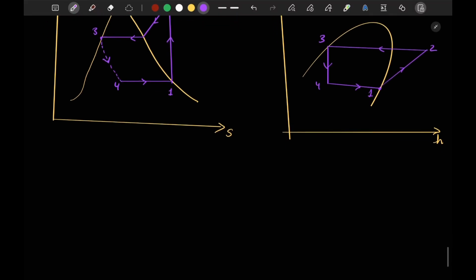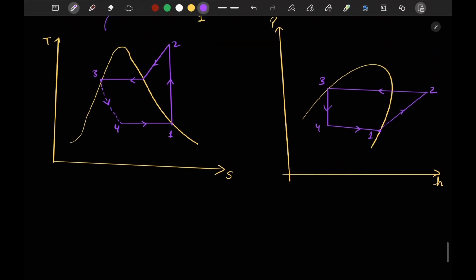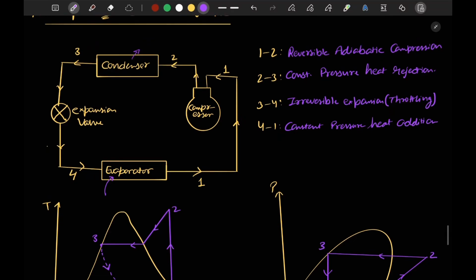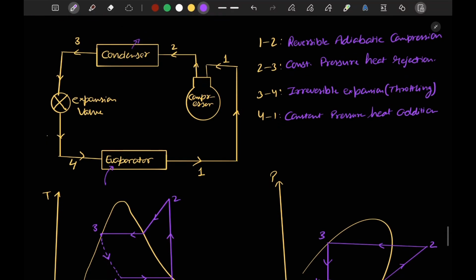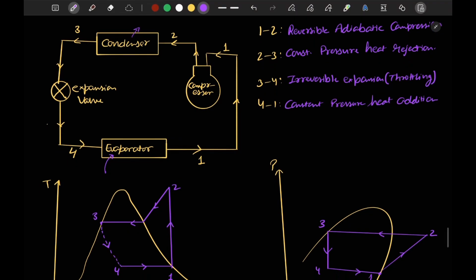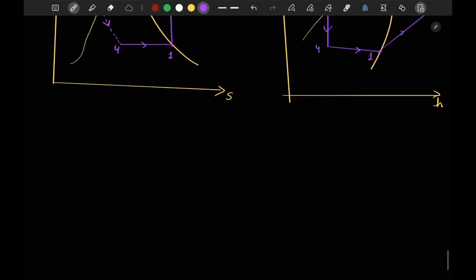Now we will move to our next item. We will calculate what the equation should be for each of these components. Let's first talk about the evaporator.